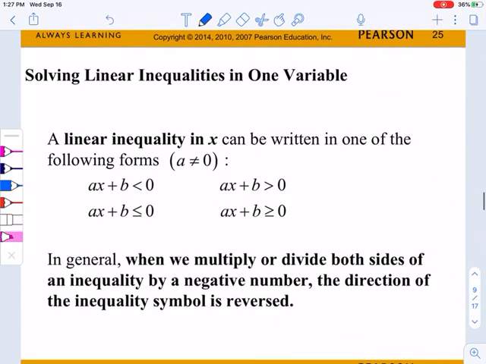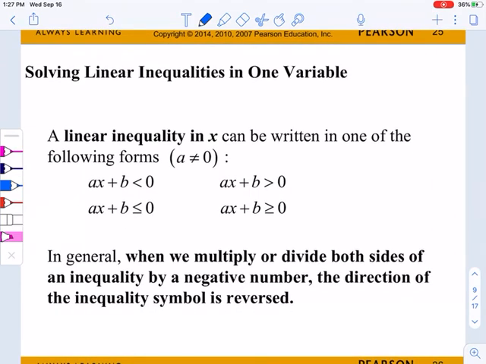So, solving a linear inequality in one variable. It says a linear inequality in x can be written in one of the following forms, as long as a cannot be equal to 0. If a is equal to 0, then you just have a number compared to 0, and that doesn't help us do anything. So if ax plus b is less than 0, we have ax plus b is less than or equal to 0, ax plus b is greater than 0, ax plus b is greater than or equal to 0.